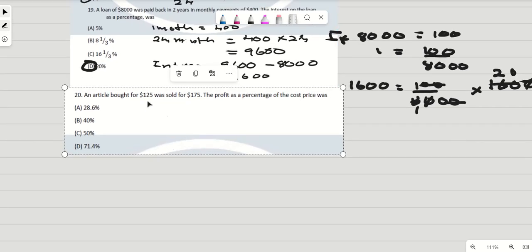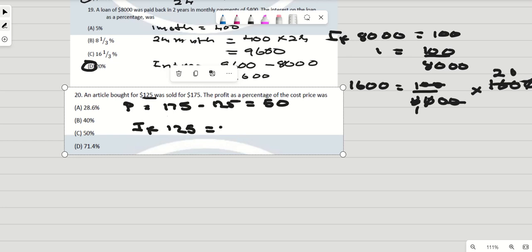An article bought at 125 was sold for 175. The profit percent as a percentage of the cost price was. First off, profit is equal to 175, your selling price, minus your cost price, right? Which is equal to $50. So we know our original, which is 125, is 100.